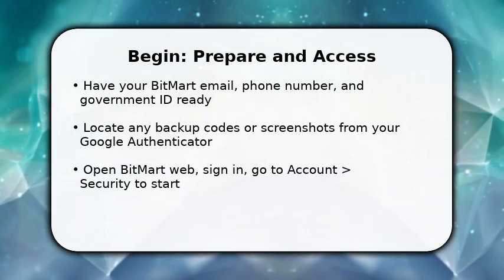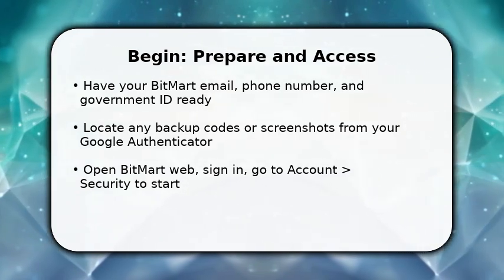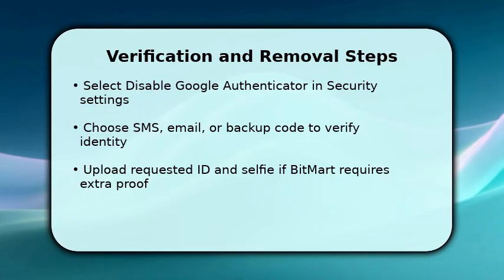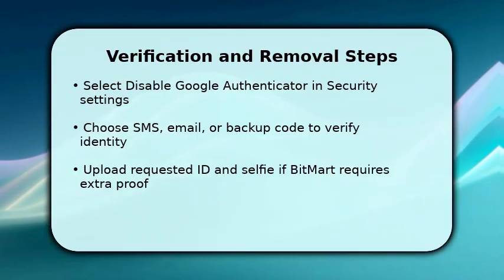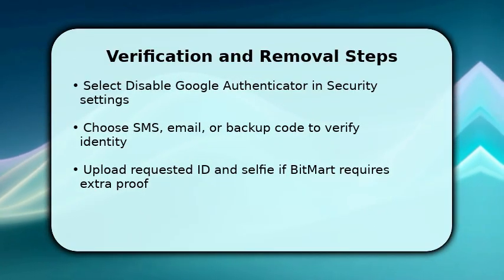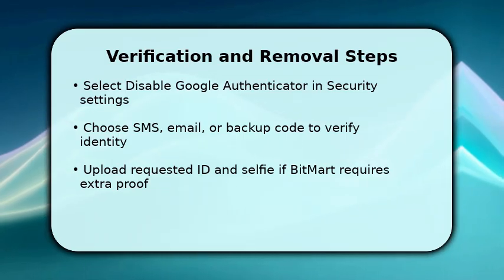You'll now follow the verification flow to remove Google Authenticator. Select Disable Google Authenticator in Security, then pick an alternative verification: SMS code, email code, or a backup code. Enter the single-use codes exactly and watch for short expiration windows.